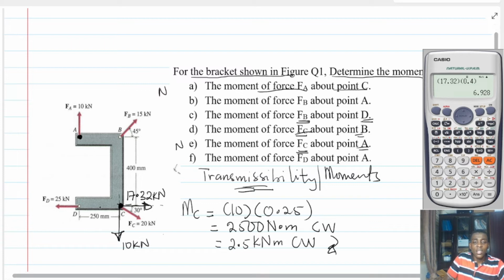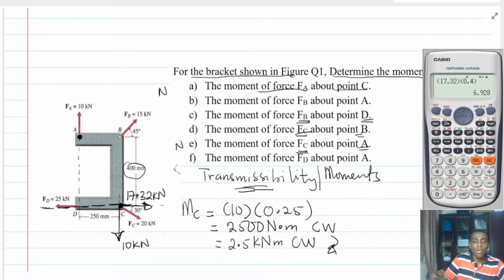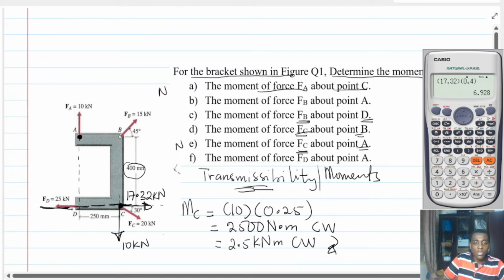The horizontal component, if I use the principle of transmissibility, is having a line of action in this sense. Therefore, the moment arm must be the distance which will meet this line, and that is 0.4 meters or 400 mm. So I can bring the 17.32 here, and this will cause some movement in this direction, which is counterclockwise. Is that right?